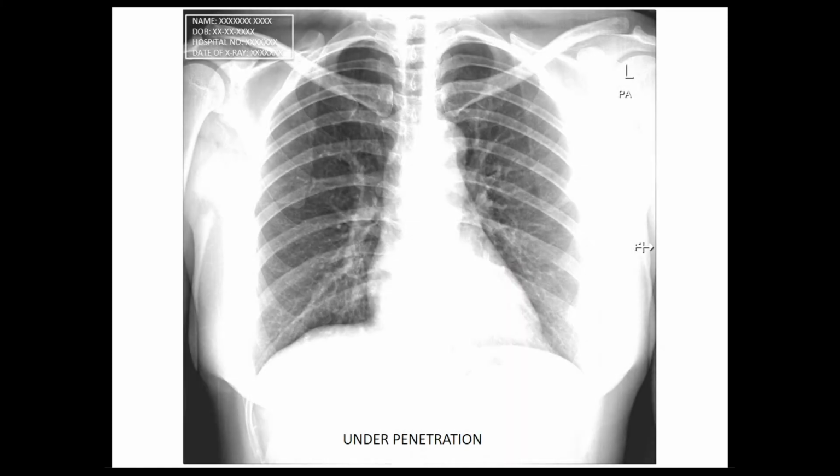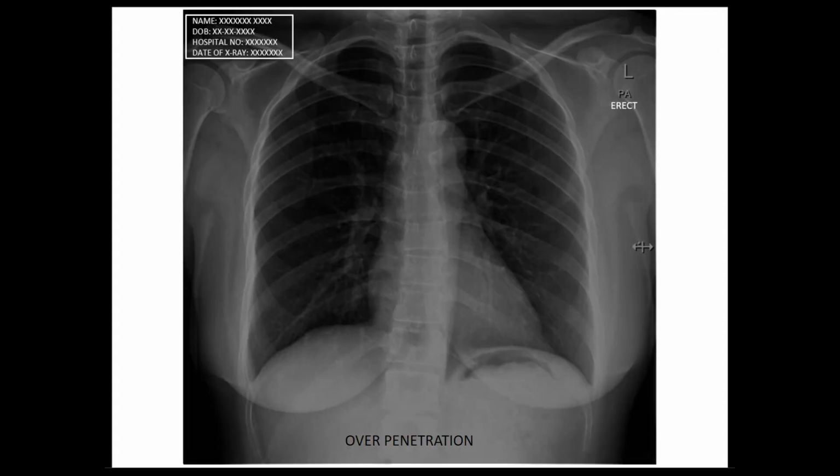This chest radiograph, for example, is underpenetrated. The soft tissue structures, including those at retrocardiac region, are not readily seen. This chest radiograph, on the other hand, is over-penetrated. The lung markings are poorly seen. Note that the pedicles and spinous processes of the lower thoracic spine are shown clearly.